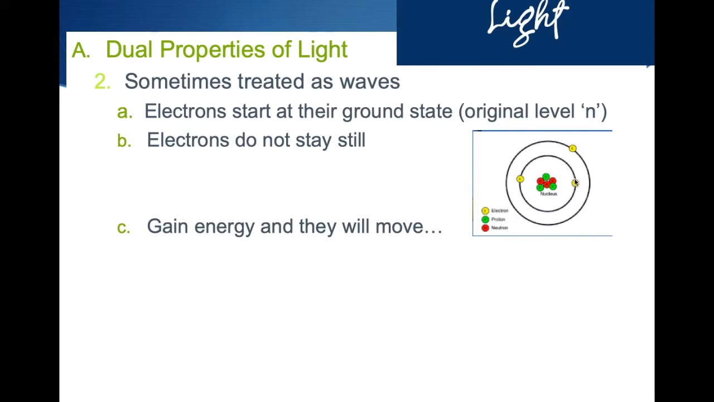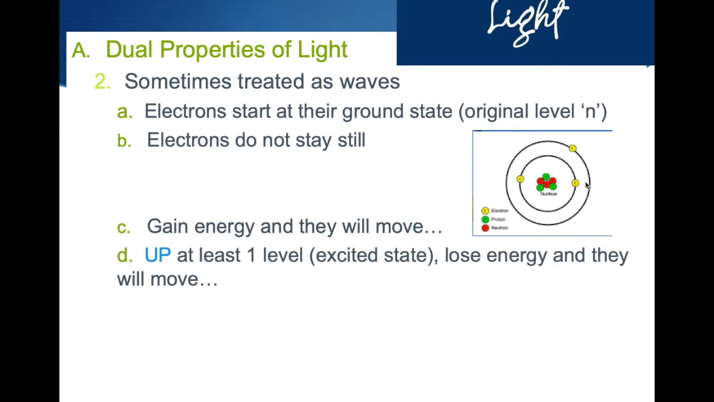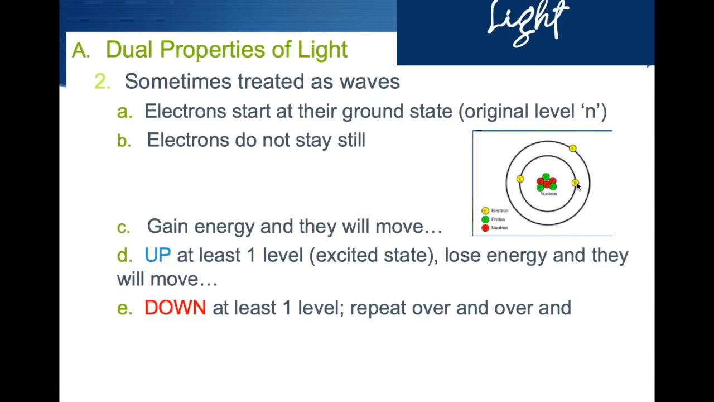And if they gain energy, they don't stay near the nucleus. They can actually move to different energy levels. That is known as an excited state. So if this electron gains energy from a chemical reaction or from soaking up UV energy, like from the sun, this electron can actually move up at least one level from its ground state. But then it's like, oh, wait, this isn't my normal location. I'm going to lose energy and I'm going to go back down at least one level. But that goes over and over, up and down, up and down. That's happening constantly in anything that is giving off light.